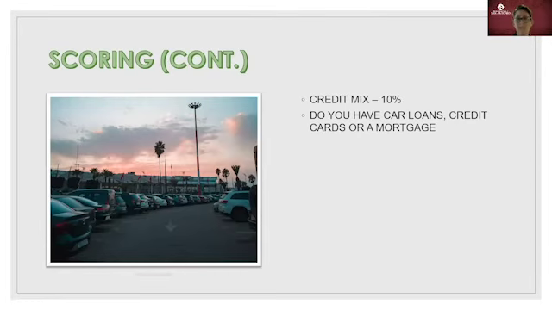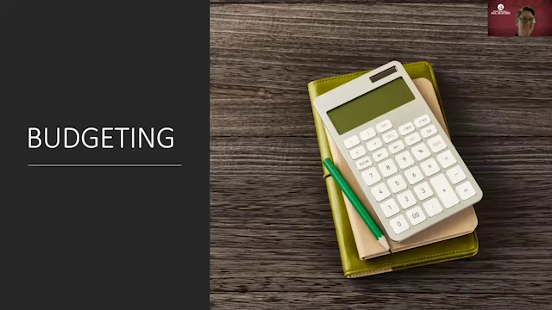So it looks good. It doesn't mean that you have to go out and get a mortgage or a car loan or a credit card. It doesn't mean that you have to do these things. It just looks good to have different types if that's something that makes financial sense for you to do. Don't just go out and get a loan if you don't need it. That's also not financially responsible.